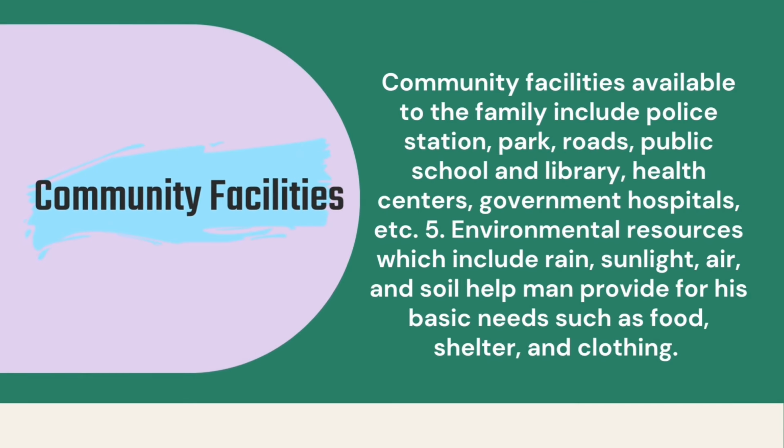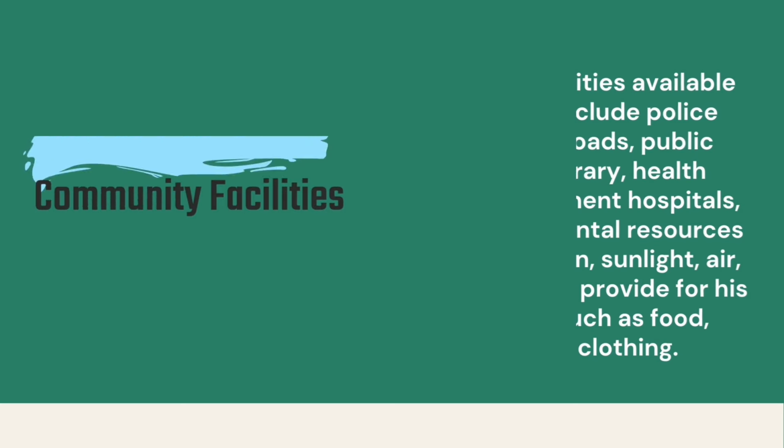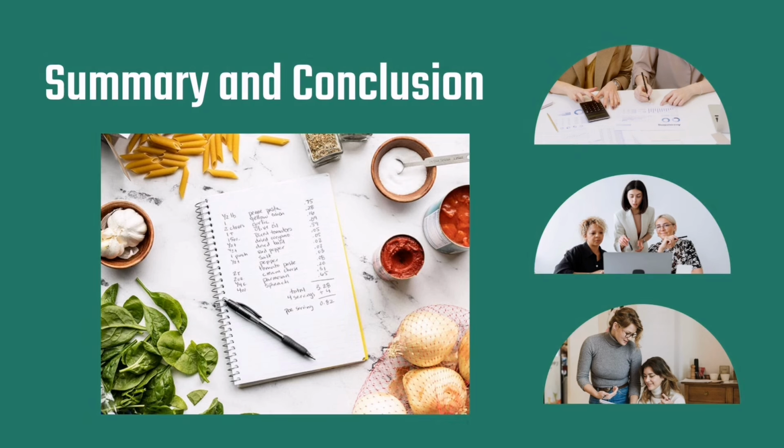4. Community facilities available to the family include police station, park, roads, public school and library, health centers, government hospitals, etc. 5. Environmental resources, which include rain, sunlight, air, and soil, help man provide for his basic needs such as food, shelter, and clothing. Resources vary from family to family.